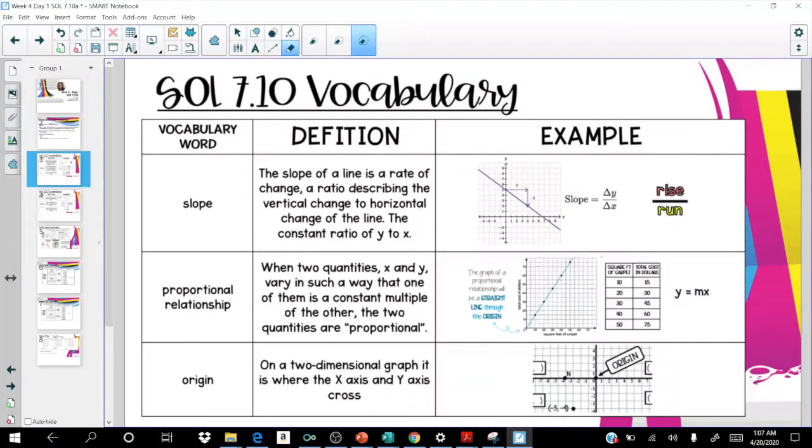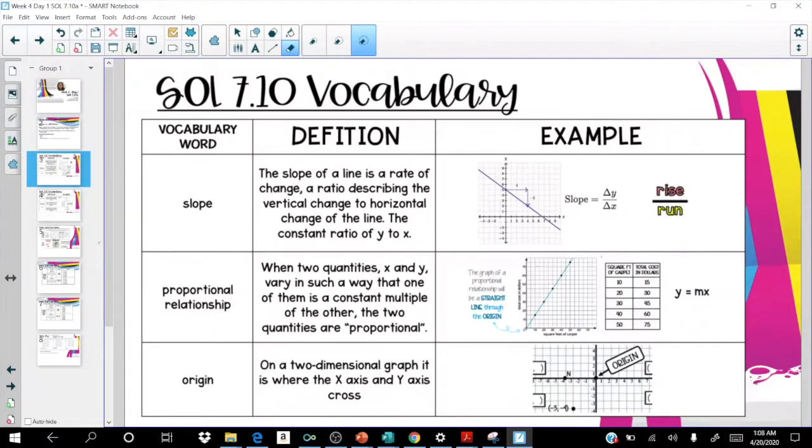So let's talk about some vocabulary words. Slope. The slope of a line is a rate of change, a ratio describing the vertical change compared to horizontal change, the constant ratio of y to x. So in our examples, we have slope represented in several different ways, one being in a graph, rise over run. You have the formula delta y over delta x, which means change in y over change in x, which is also representative of rise over run.